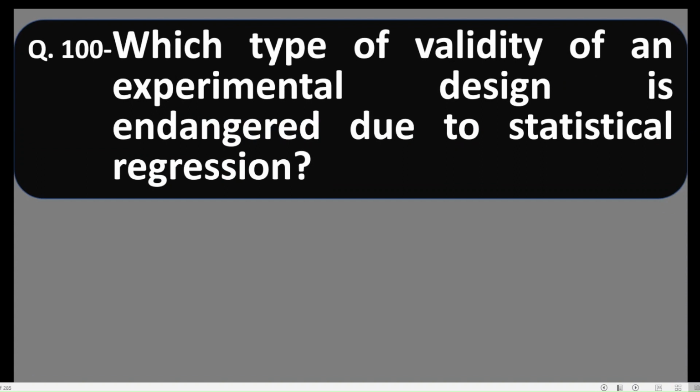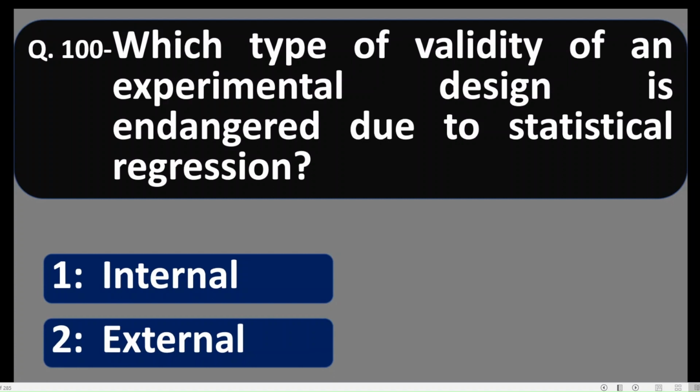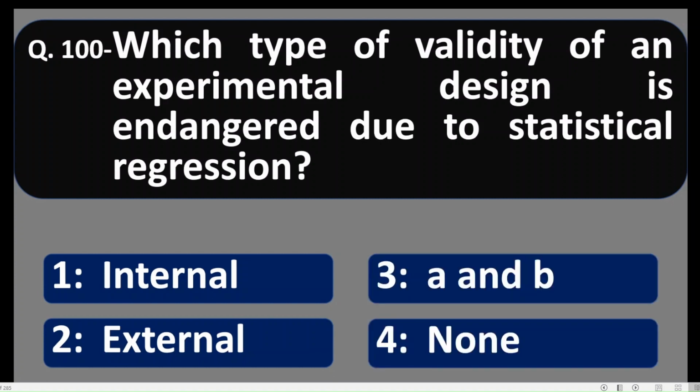Now, question number 100 and the last of this video. Which type of validity of an experimental design is endangered due to statistical regression? Internal, external, A and B, none. Friends, when statistical regression will be there, then we can't measure the clear and precise impact of IV on DV. So internal validity of experimental design cannot be maintained.